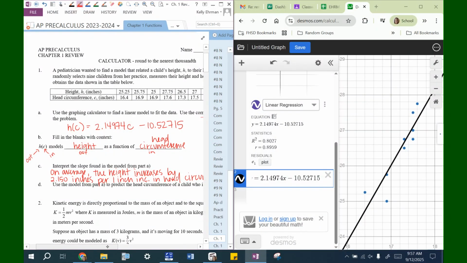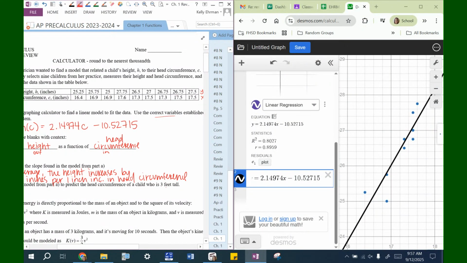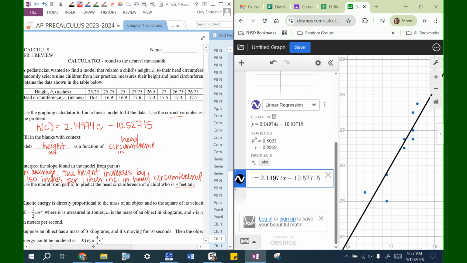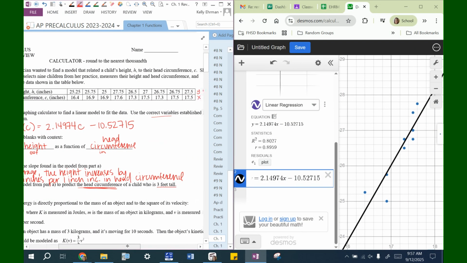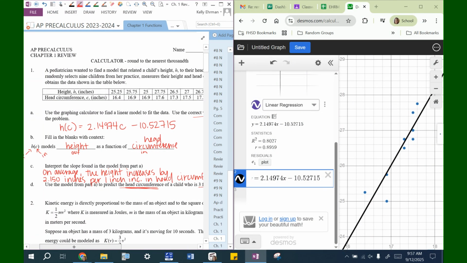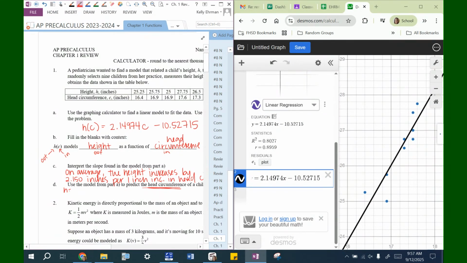Use the model from part A to predict the head circumference of a child who is 3 feet tall. Now remember, that's feet, and we're trying to predict the head circumference. So we're setting the height equal to 36 inches. So h equals 36. We want to find c. So 36 equals h of c.